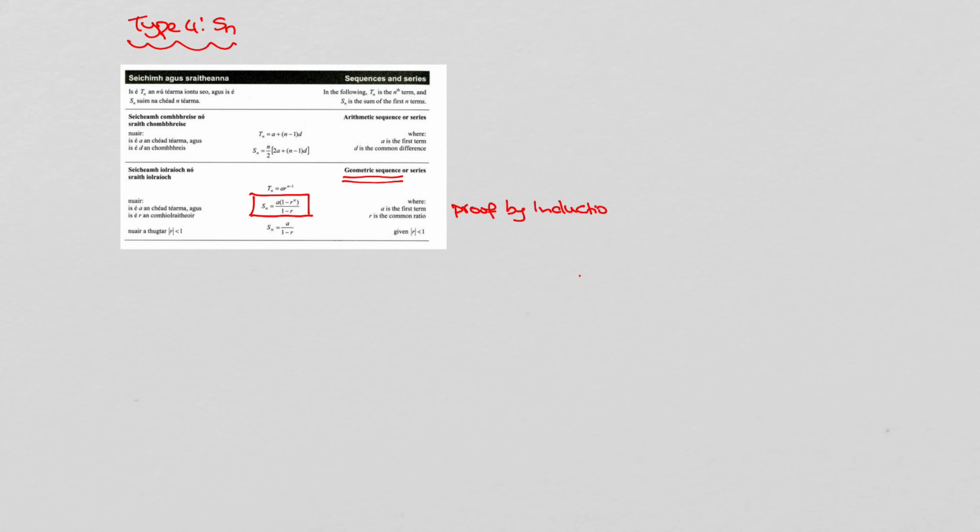Now this will be proved by induction, and therefore we'll revisit that again when revising. So we're going to look at using this formula today. So when we're getting the sum to n terms, there's 2 ways in which we can use this formula. So we have a times 1 minus r to the power of n over 1 minus r, and that's when r is going to be less than 1.